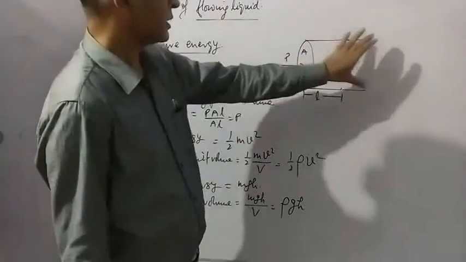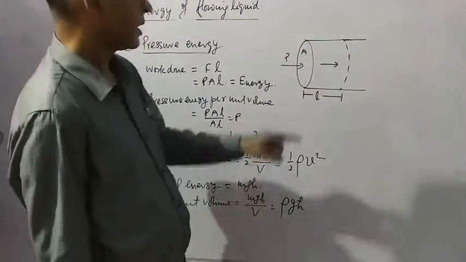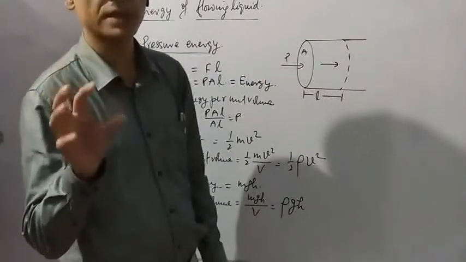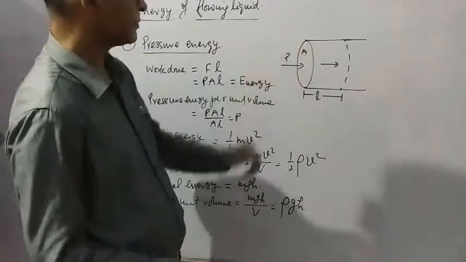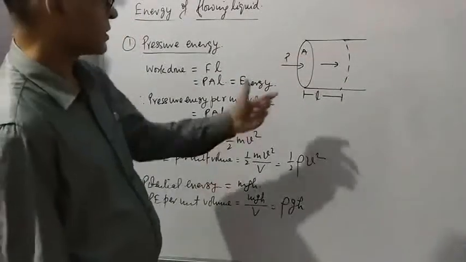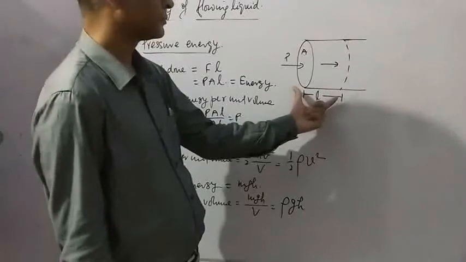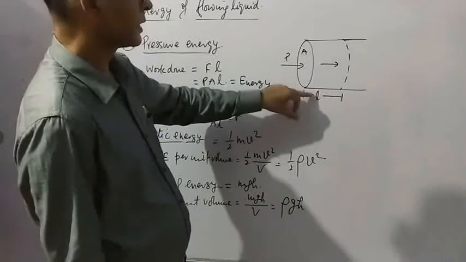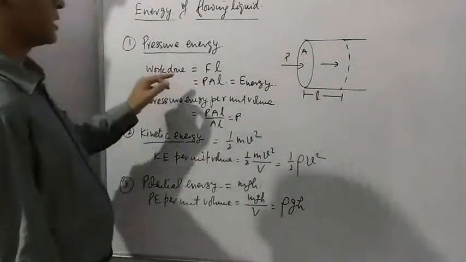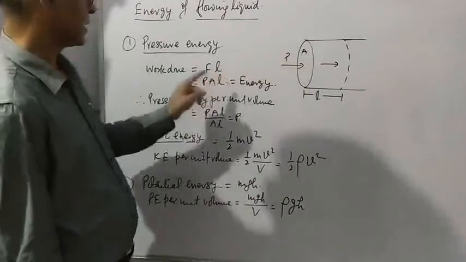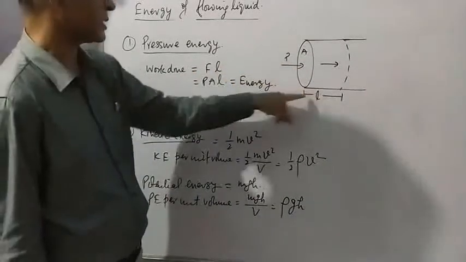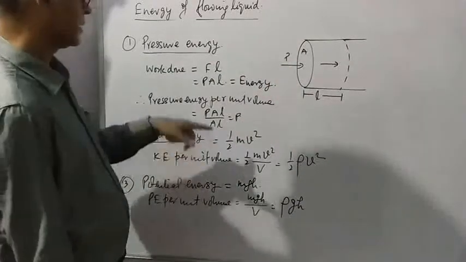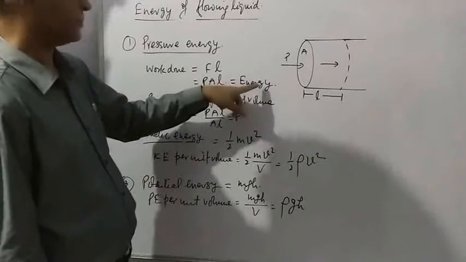Suppose some liquid is flowing through this tube. Cross section is A, and you know that for flow of liquid pressure is required, so pressure P is applied. Suppose liquid travels a distance L, then volume of liquid flowing will be A into L. Work done for flow of liquid is force into displacement, force is pressure into area, and this work done is energy.